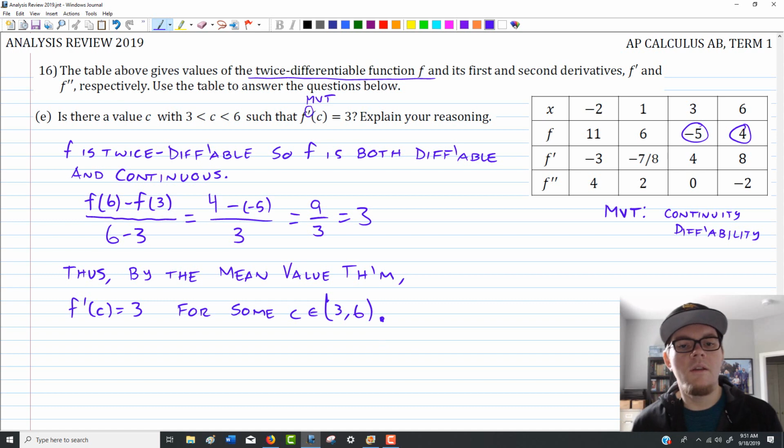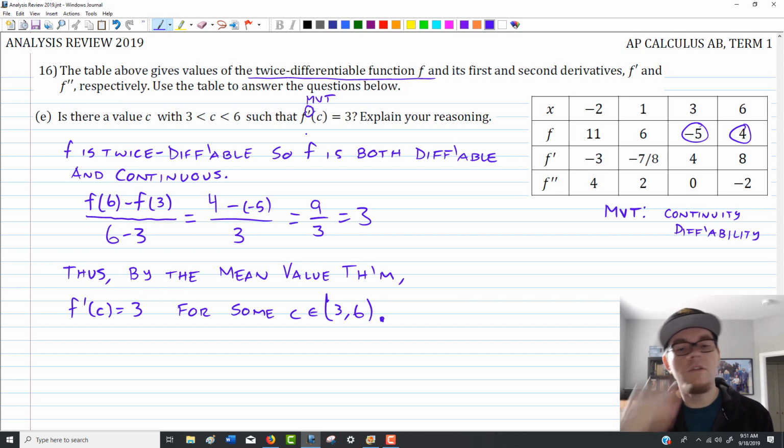So again, the things that led us to understand this: first of all, it was a value theorem question because it was asking about if there was a value c. From there, we recognized it was the mean value theorem because we were requesting a particular derivative value. Not that we couldn't have used IVT potentially, but in this case it was based on that instead. And then from there we did the necessary conditions of differentiability and continuity.